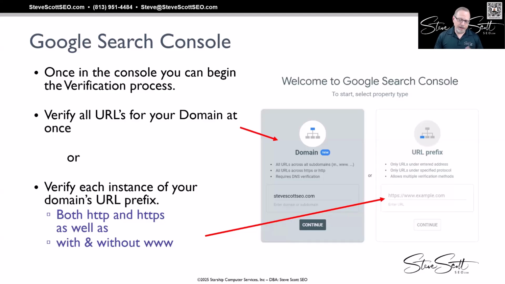Now, you can verify all the URLs to your domain at once using that domain box, or you can verify each instance of your domain's URL prefix. This is what we used to do before the domain one was available. And the reason for this is that there are 4 different ways that you could possibly view your website. You can view it with or without the www, or with HTTP, or with HTTPS.